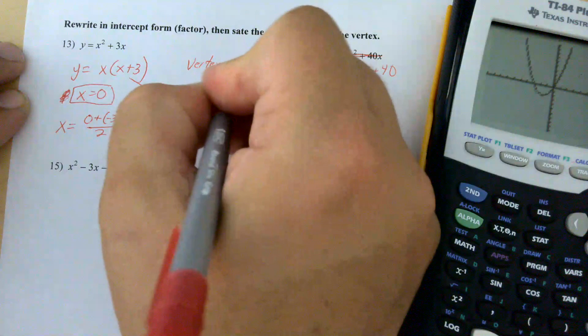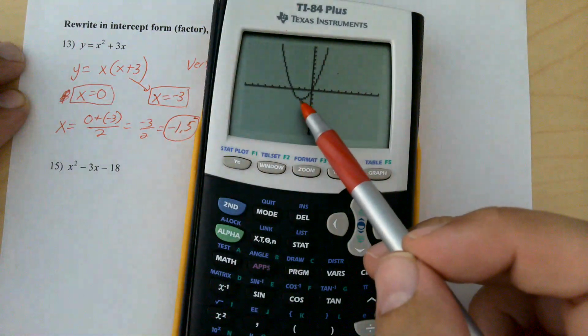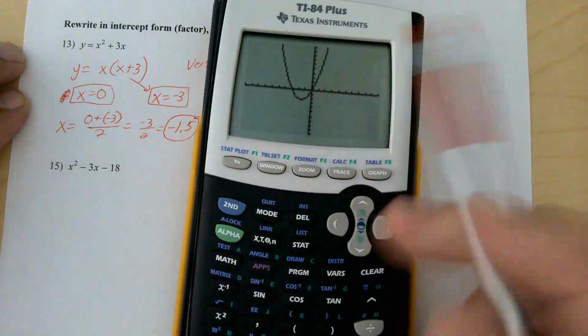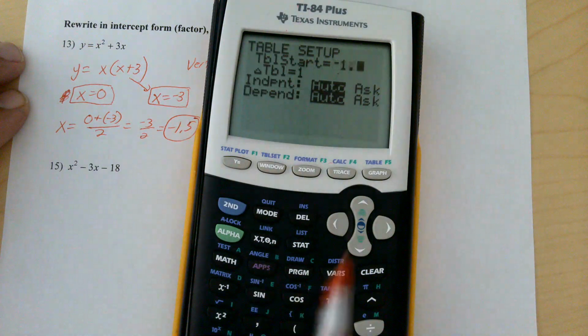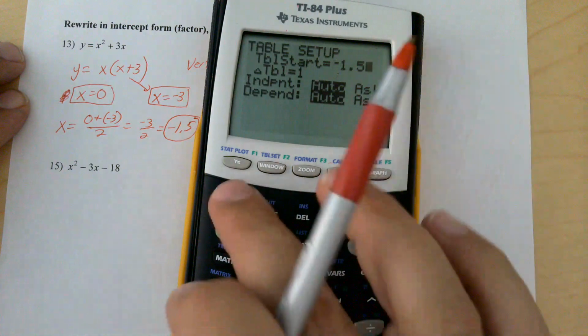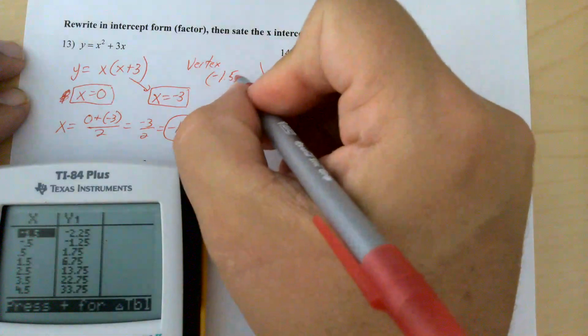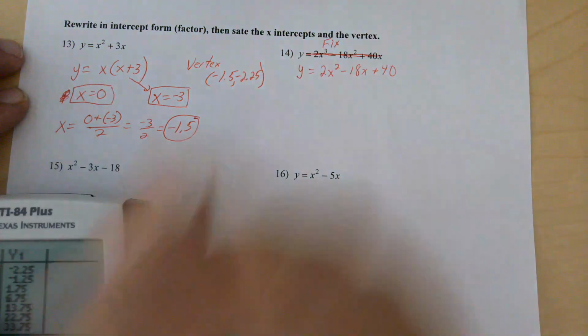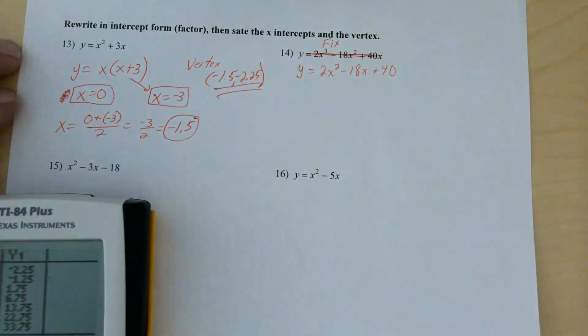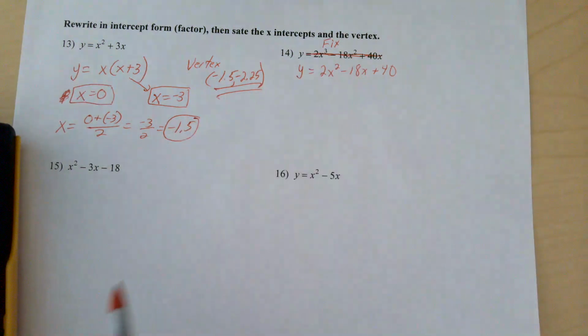is negative 1.5, comma, and I need to find that. Whatever this number is, it looks somewhere around negative 2, but I can go to my table, have my table start at negative 1.5. I go back to my table, and I know it's going to be negative 2.25. Okay, there's your vertex.